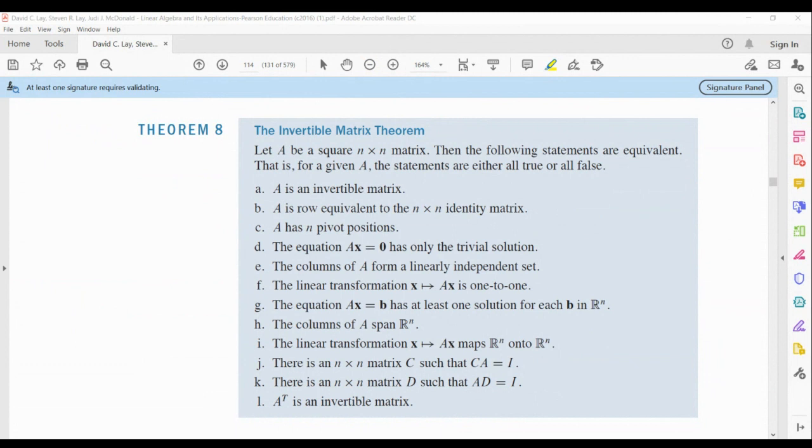The following statements are equivalent. That means they're either all true or all false. So for instance, if you have an invertible matrix, like statement A says, then statement C says that you have to have n pivot positions in your matrix. So if you have a column that does not have a pivot position, that means the matrix would not be invertible.